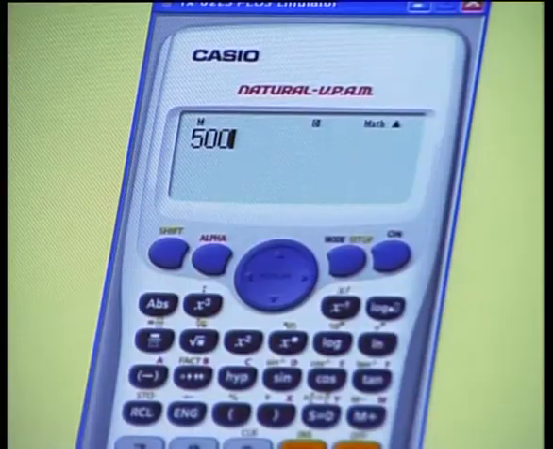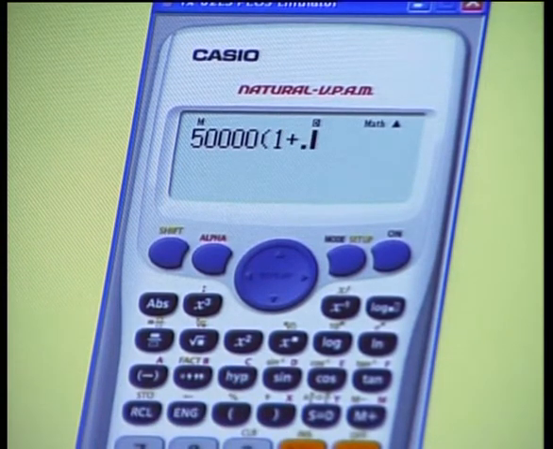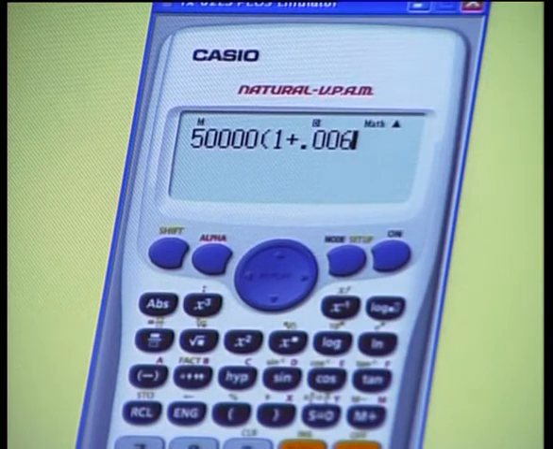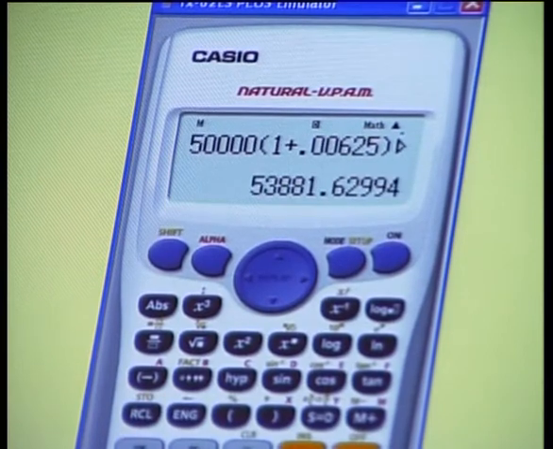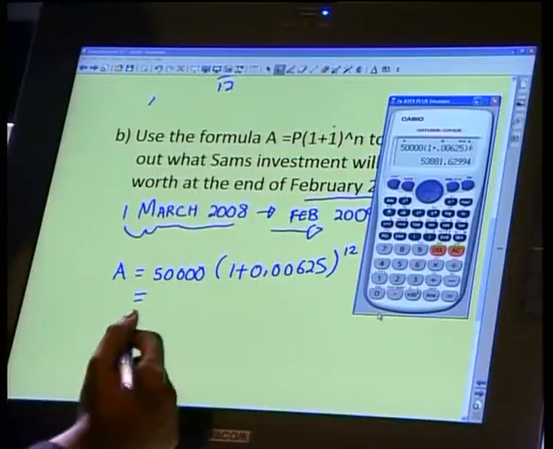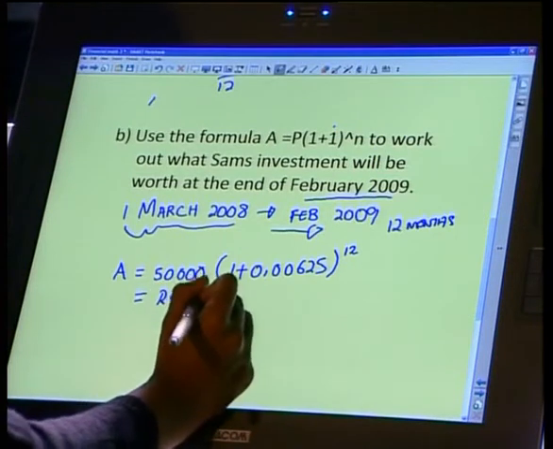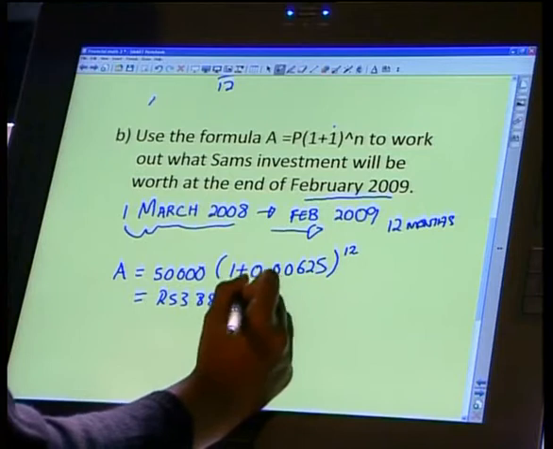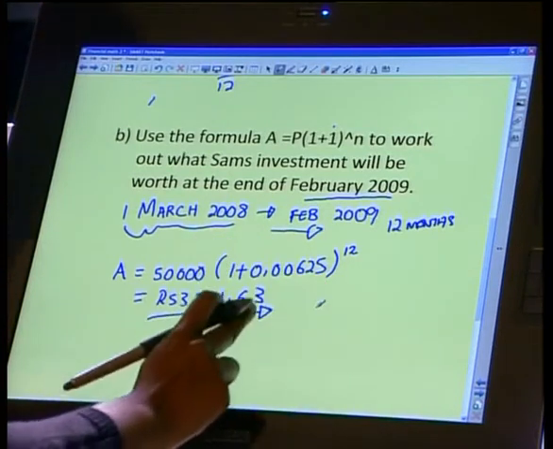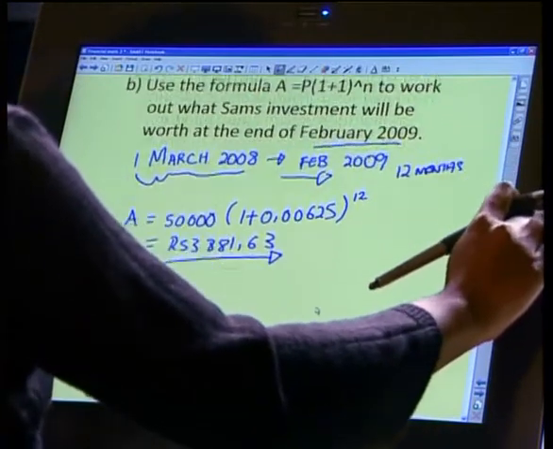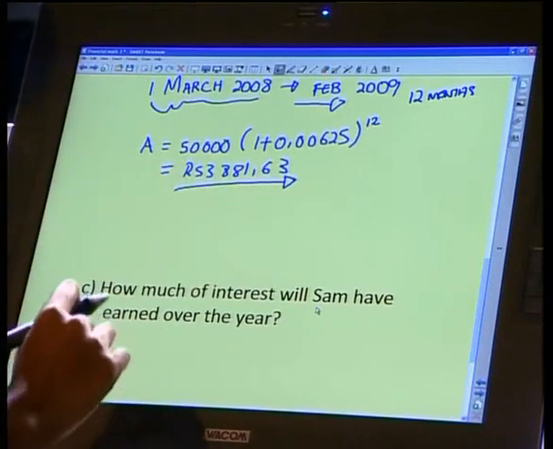So it's 50,000 times 1 plus 0.00625. We raise that entire thing to the power of 12, and we get 53,881 Rand and 63 cents. So it's 53,881.63. So in a year, using an effective compound interest rate of 0.625%, his 50,000 Rand will amount to 53,881.63.